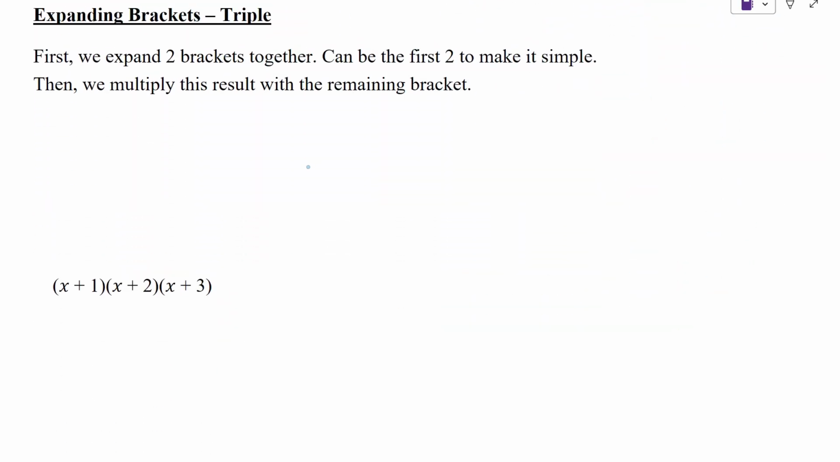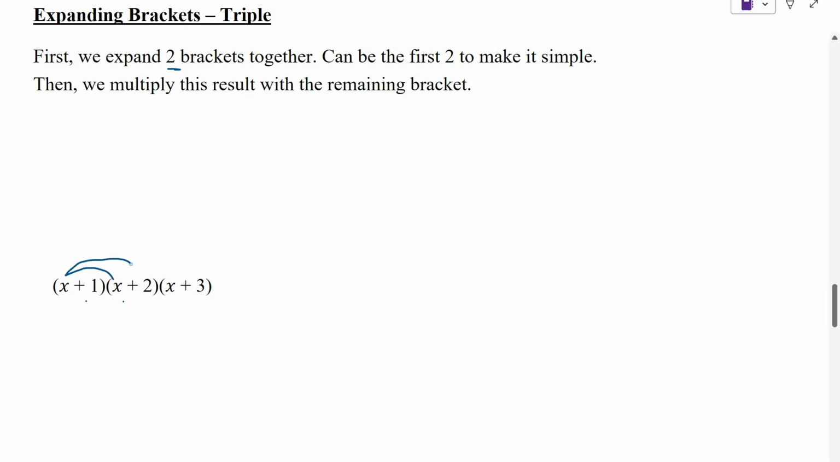Okay, for the last part of this video, we're going to be looking at expanding triple brackets. Now, we do this in 2 steps. So first, we need to expand 2 brackets together. And it can be any 2 of these brackets, but we can do the first 2 just to make it easy for us. And then once that's done, we then multiply this result with the remaining bracket. So let's go through it.